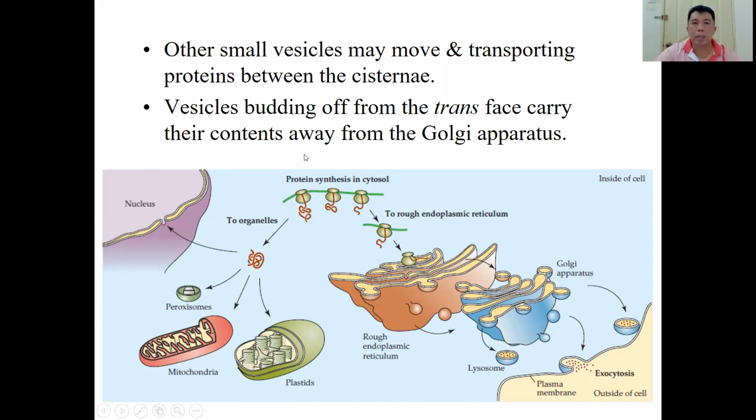Then the vesicles bud off. We use budding off or bud off. Okay, from the trans phase. So here is the trans phase. So from the trans phase, they are formed into either lysosomes for intracellular use, or packed into secretory vesicles for extracellular purposes.